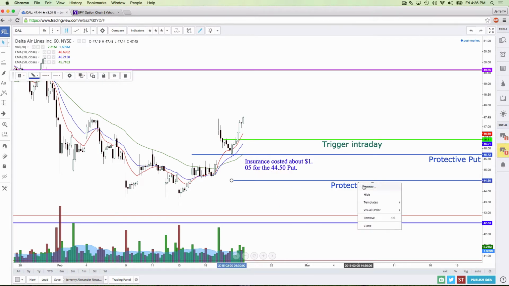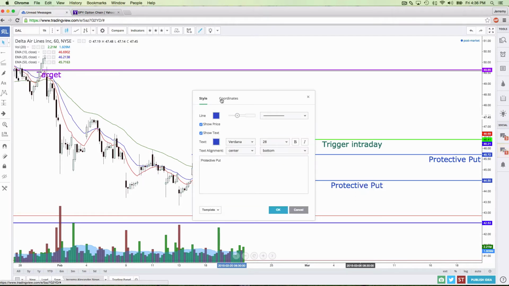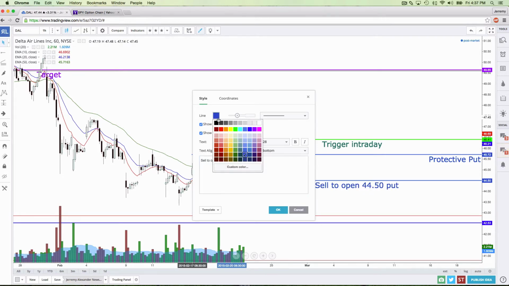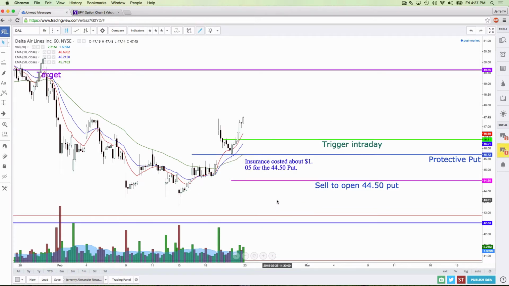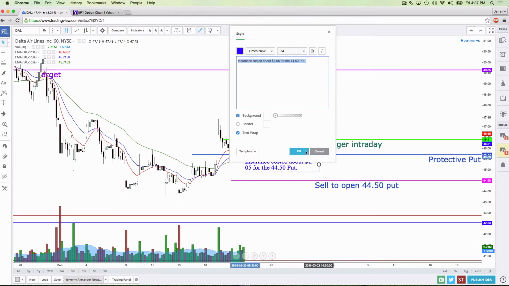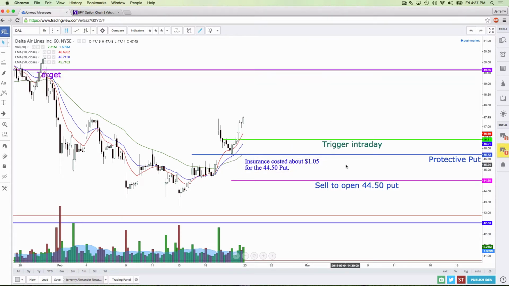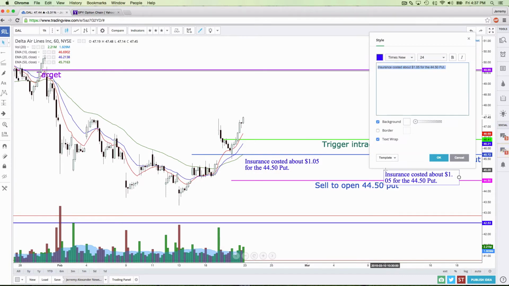So from here, if you wanted to, what one could have done is come in here and said, all right, stock is going in my direction. Beautiful. I will sell to open the 44.50 put. Now, why would anyone do that? Good question. This, ladies and gentlemen, creates a debit spread. This is a debit spread called a bear put spread.